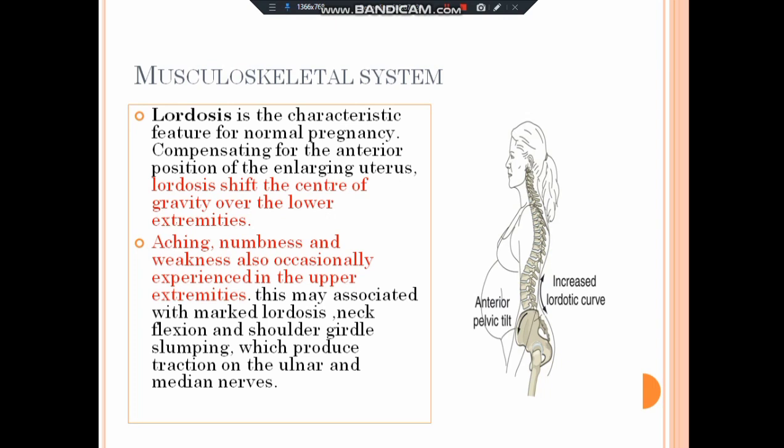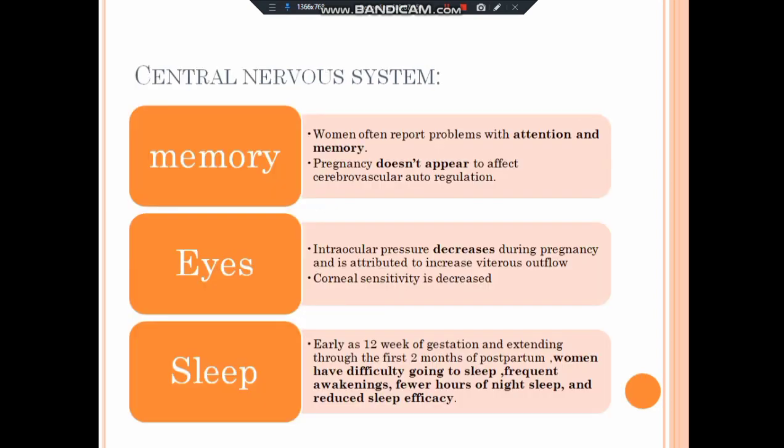Musculoskeletal system. During pregnancy, lordosis is the characteristic feature of normal pregnancy. In the picture, you can see the increased lordotic curve. Lordosis shifts the center of gravity over the lower extremities, which may lead to aching, numbness, and weakness, also occasionally experienced in the upper extremities. We can also find neck flexion and shoulder girdle slumping, which produce traction on the ulnar and median nerves.